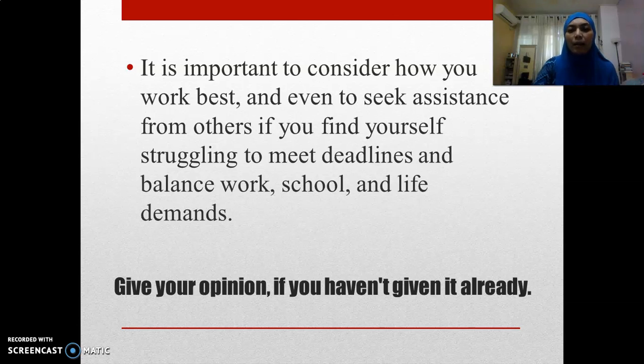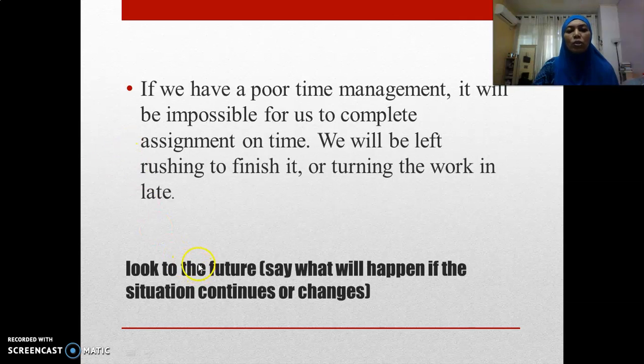Now, the last one is you should look into the future. See what will happen if the situation continues or changes. So this is how I write my last sentence. I use the word if. If we have poor time management, it will be impossible for us to complete assignments on time. We will be left rushing to finish them or turning the work in late. So if you can see, I have all the 4 sentences.